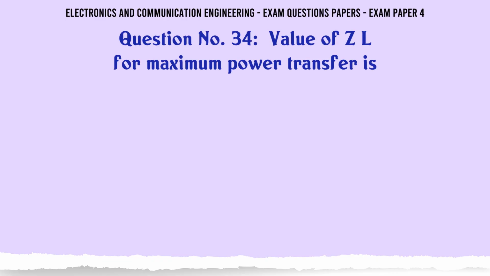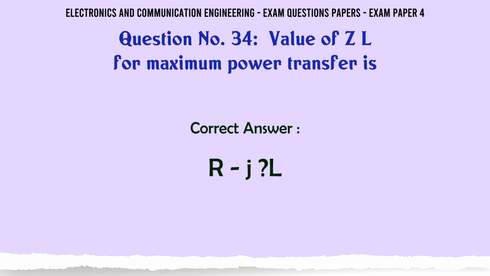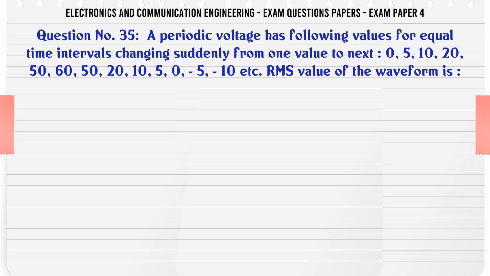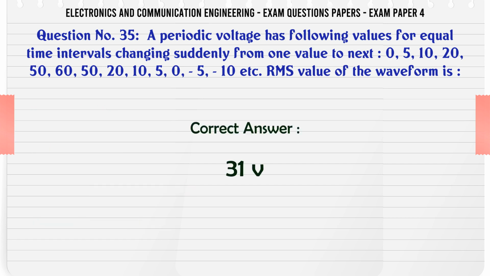The value of ZL for maximum power transfer is: A. R, B. R + jL, C. R - jL, D. none of these. The correct answer is R - jL. A periodic voltage has the following values for equal time intervals, changing suddenly from one value to the next: 0, 5, 20, 50, 60, 50, 20, 10, 5, 0, 5, 10, etc. The RMS value of the waveform is: A. 31 V, B. 32 V, C. insufficient data, D. none of these. The correct answer is 31 V.